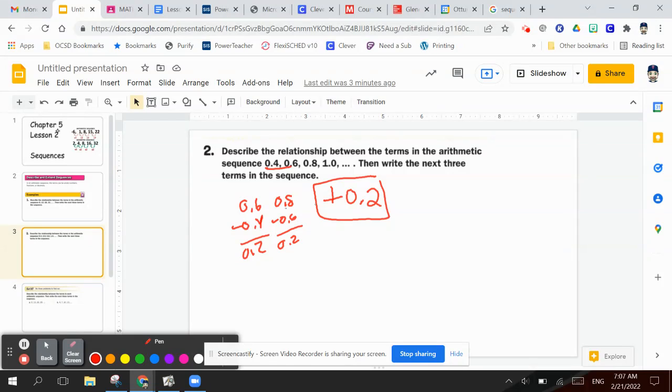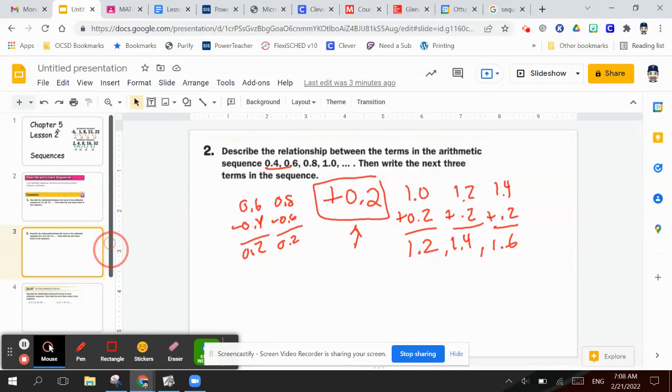So then what are the next 3 numbers? Well, I have 1 plus 0.2, which is 1.2. 1.2 plus 0.2 is 1.4. And 1.4 plus 0.2 is 1.6, or 1 6/10. We're simply adding that number, our relationship, to each one to continue on with the pattern.